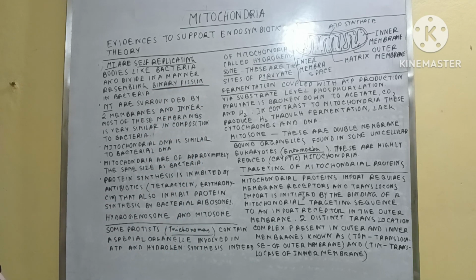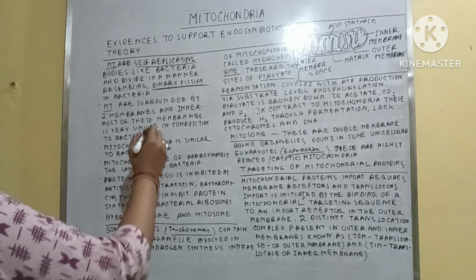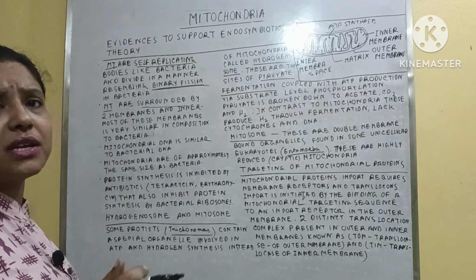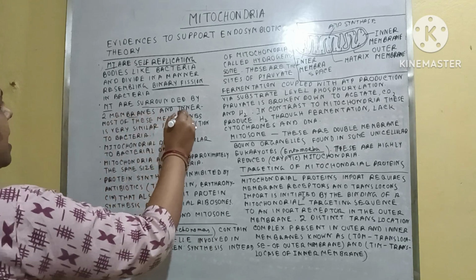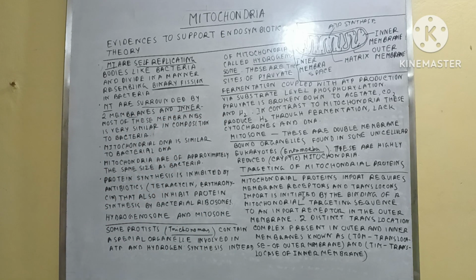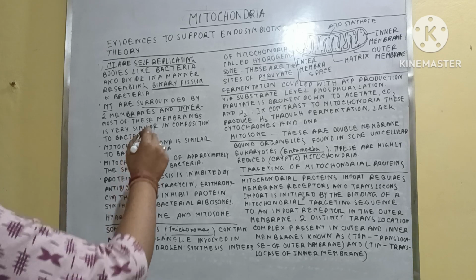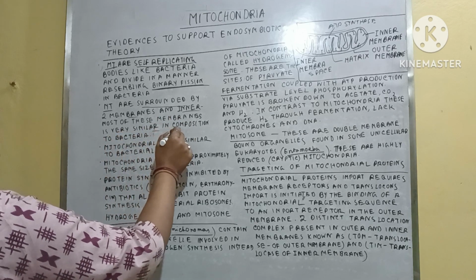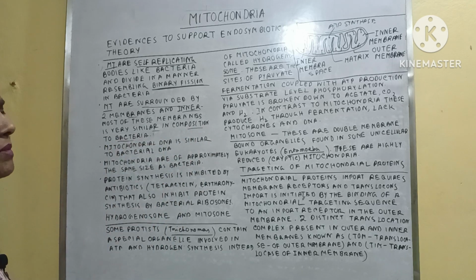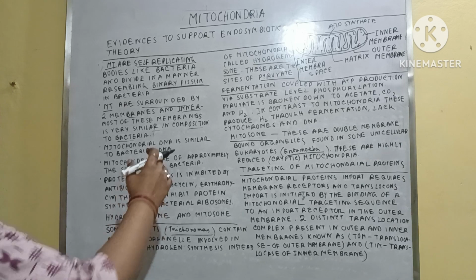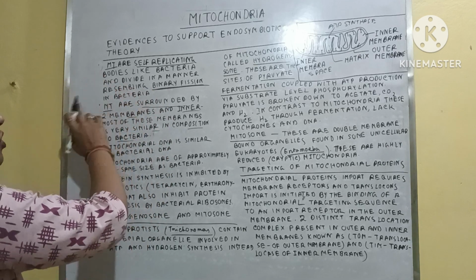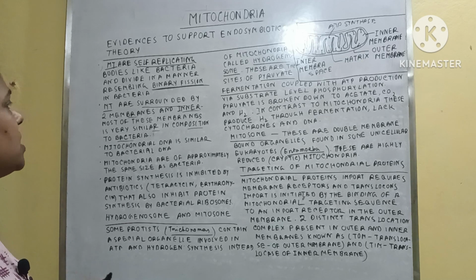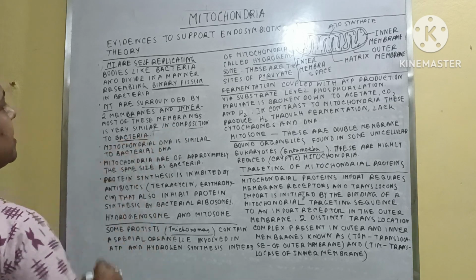The second point is that mitochondria are surrounded by two membranous structures. One is the outer membrane and the other is the inner membrane. Most of these membranes are very similar in composition to bacteria. That means the composition of the inner and outer membranes surrounding the mitochondrion is similar to the composition of bacterial membranes.